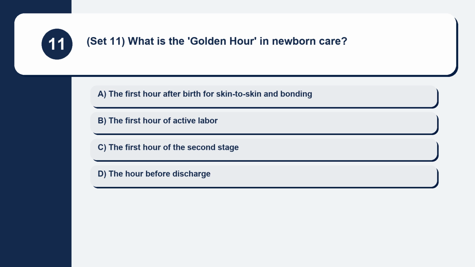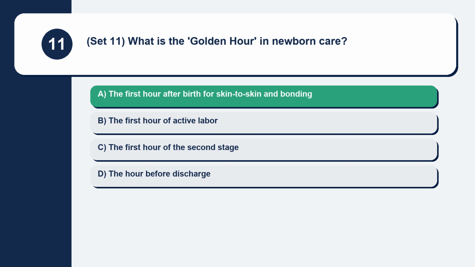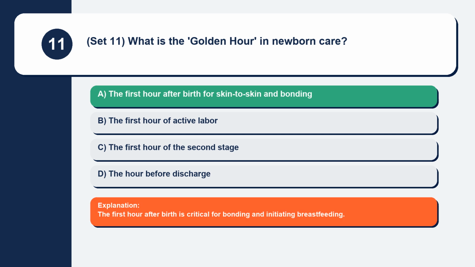Question 11, Set 11. What is the golden hour in newborn care? The first hour after birth for skin-to-skin and bonding, the first hour of active labor, the first hour of the second stage, the hour before discharge. The first hour after birth is critical for bonding and initiating breastfeeding.